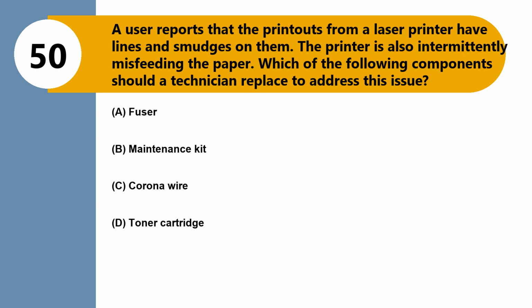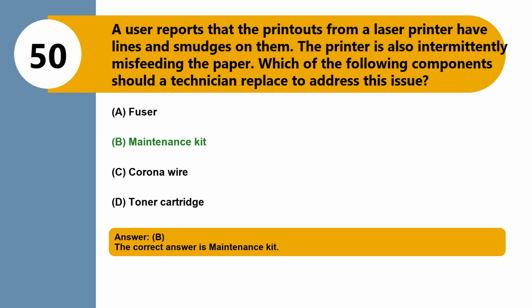Question 50. A user reports that the printouts from a laser printer have lines and smudges on them. The printer is also intermittently misfeeding the paper. Which of the following components should a technician replace to address this issue? Option A, fuser. Option B, maintenance kit. Option C, corona wire. Option D, toner cartridge. The correct answer is option B, maintenance kit.